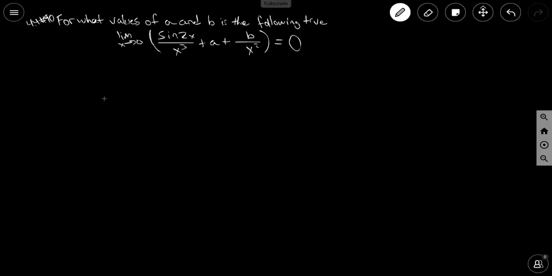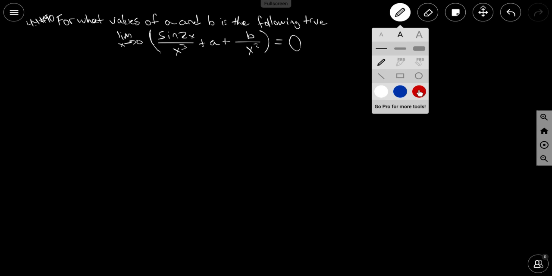Okay, so for this problem, I'm going to need to start by just looking at it. I think what I need to do is make sure that they all have the same common denominator, and then I'll be able to apply L'Hopital's rule to solve for A and B. But first, it needs the same common denominator, so I'll go ahead and sort that out on the side.